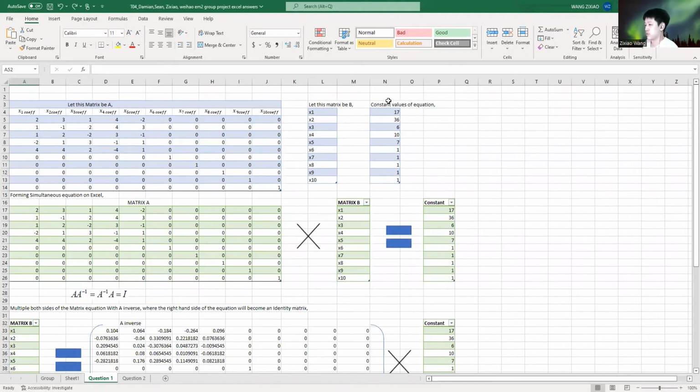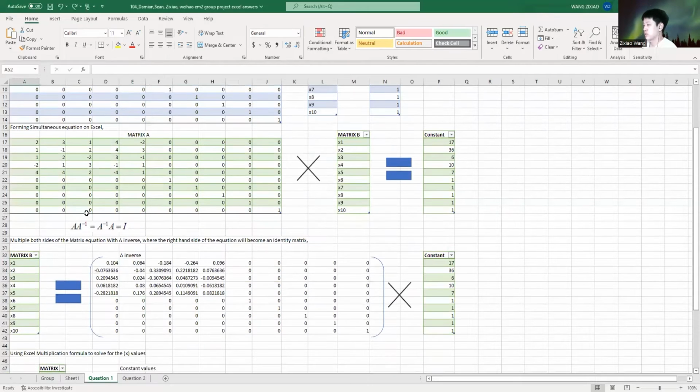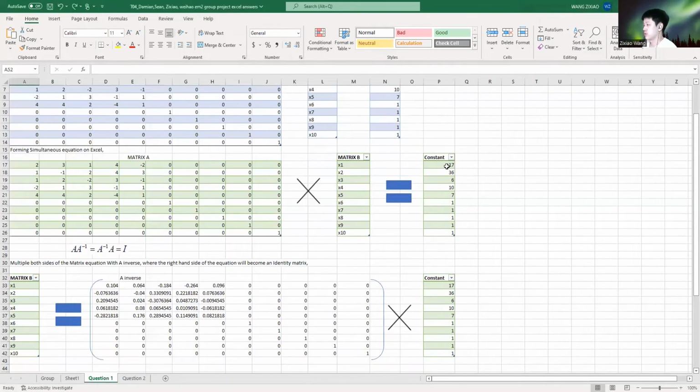And this is the constant values of the equation. So to form the simultaneous equation, we need to multiply matrix A by matrix B, and this equals the constant values of the equation. So these five values are given in the question, and from x6 to x10 is all 1 because we are using an identity matrix. Using this formula, matrix A times inverse matrix A equals the identity matrix.